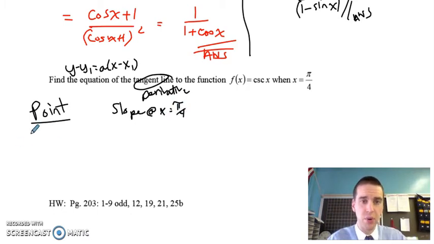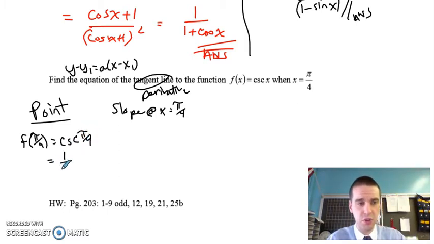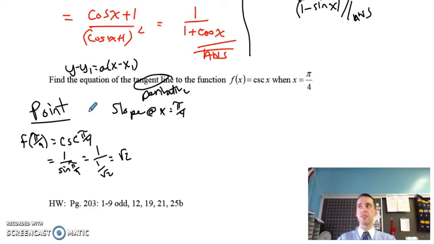So how do we get the point? Well, we know that we need to find f of pi over 4, which equals cosecant of pi over 4. Well, what is cosecant? Cosecant is 1 over sine of pi over 4. Well, sine of pi over 4, we know, is 45 degrees, so we know that this is really equal to 1 over square root of 2 over 2, which when we flip and multiply the denominator, you're just going to get square root of 2. And so that's what we've got.